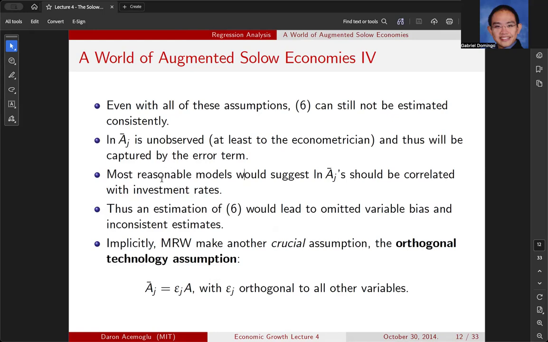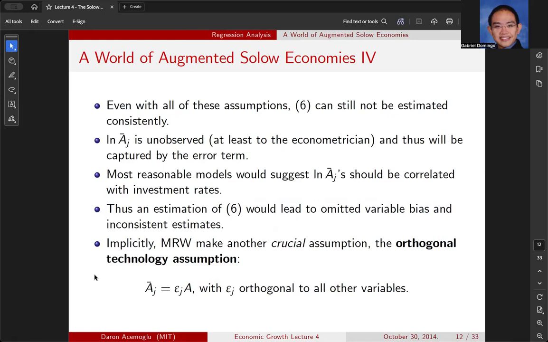And in that case, there is this potential variable, A bar J, which is correlated with the other regressors, the SK and the SH, the savings in physical capital and the savings in human capital. Again, this is not an econometrics class, but once you allow that sort of correlation between the error term, the uncaptured variables here, and the measured variables Sk and Sh, then you would get what's called an omitted variable bias and inconsistent estimates. So that's sort of a problem, right?